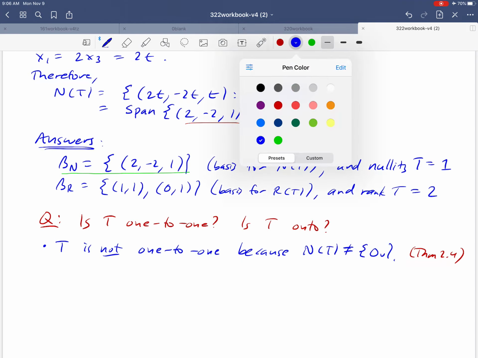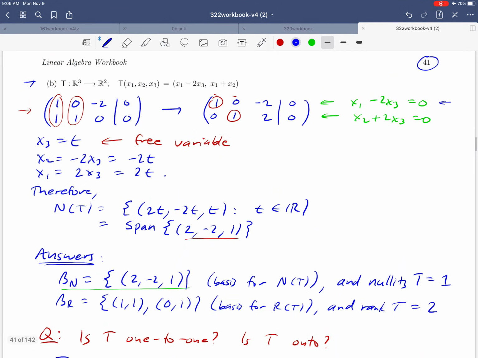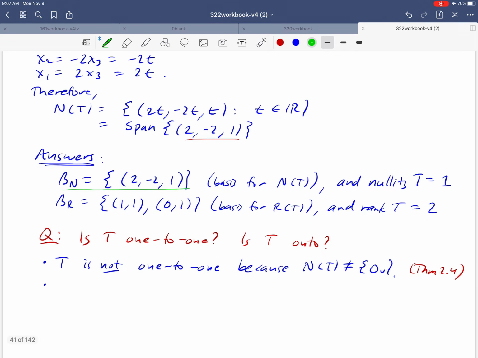What about onto? Well again, there we're asking the question, do we hit everything in our codomain? So there's our codomain R2, that has dimension 2. And notice that this time, the size of our range, the basis for the range, has 2 vectors, and so those two dimensions are the same. That tells us actually that T is onto, because the rank of T, again, that's just the number of vectors in this basis for the range, does equal the dimension of the codomain R2.